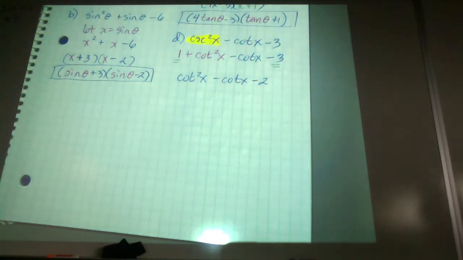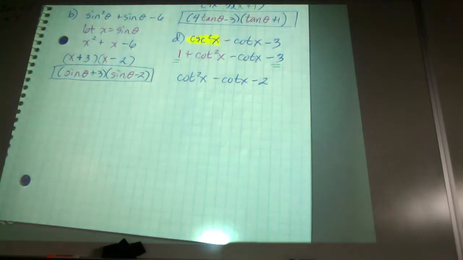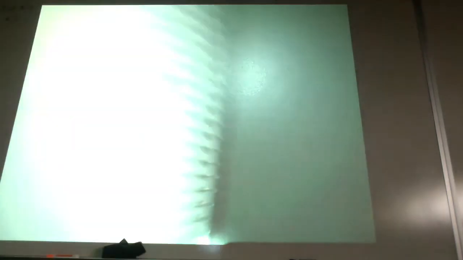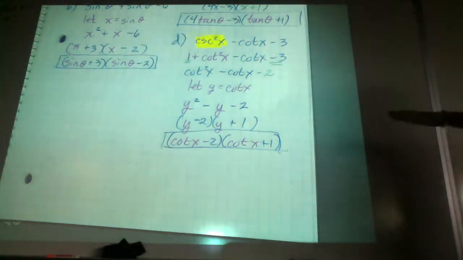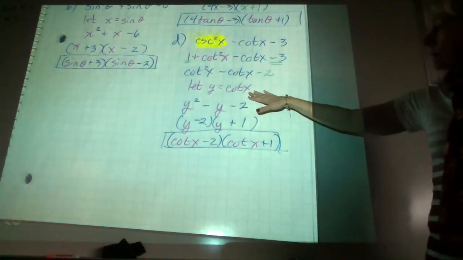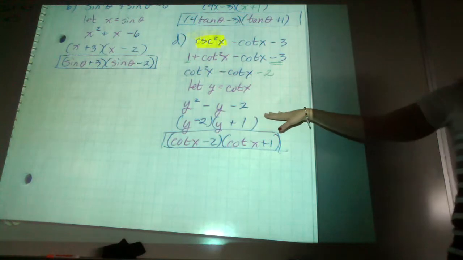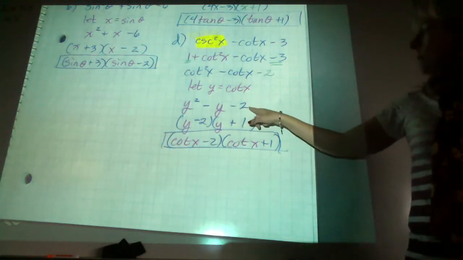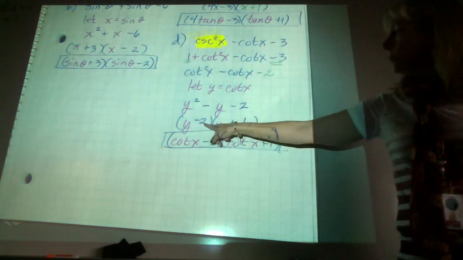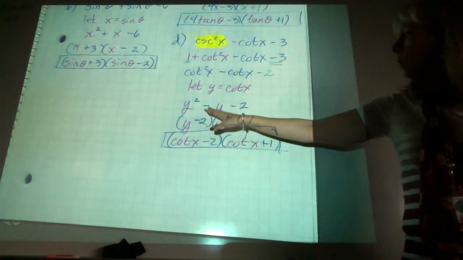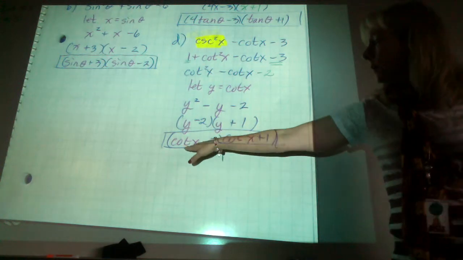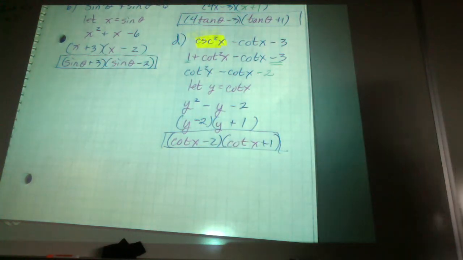Okay, so let's look at our solution. Here's the solution. So I let y equal the cotangent of x. So I had y squared minus y minus 2. And then the factors of 2 that subtract to give you 1 would be 2 and 1. And your signs have to be negative 2 and positive 1. Y squared becomes y and y. And I just replace y back again with cotangent of x.